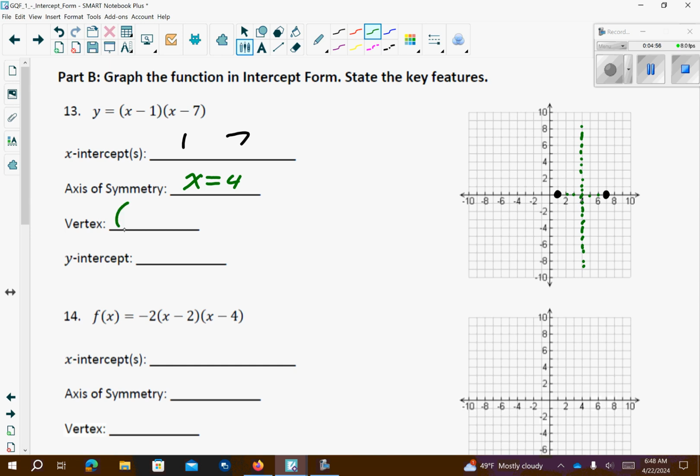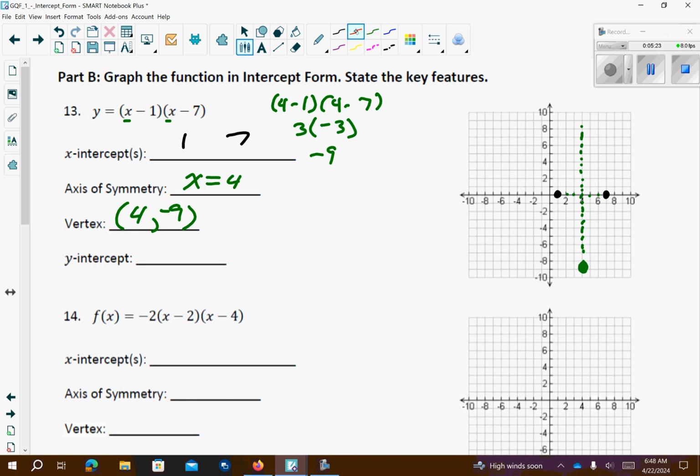So your vertex we know to be at 4 comma some other value. So I'm going to take the 4, and I'm going to plug it in for the x's up above. So I'm going to get 4 minus 1 and 4 minus 7, which is 3 and negative 3, which is going to give me negative 9. So 4, negative 9, which is down here, and this should indicate the direction it's opening.